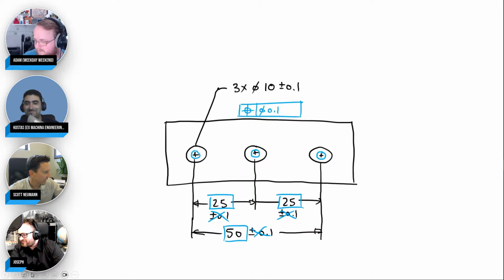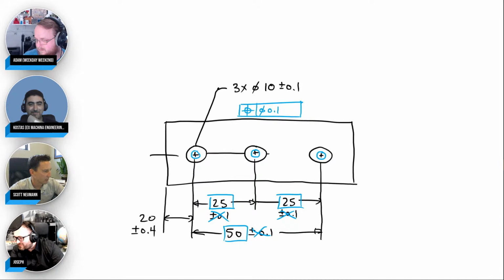Now, remember, the edges really didn't matter. And so what we used to do is we used to say the dimension to the edge, oh, yeah, that's 20 millimeters. And I don't really care to the edge. So then you give like a plus or minus 0.4 or something. We didn't really care. Now, in the up and down direction, we didn't really care either. So we would give this distance as, let's say 20 millimeters, and then we'd say plus or minus 0.4.